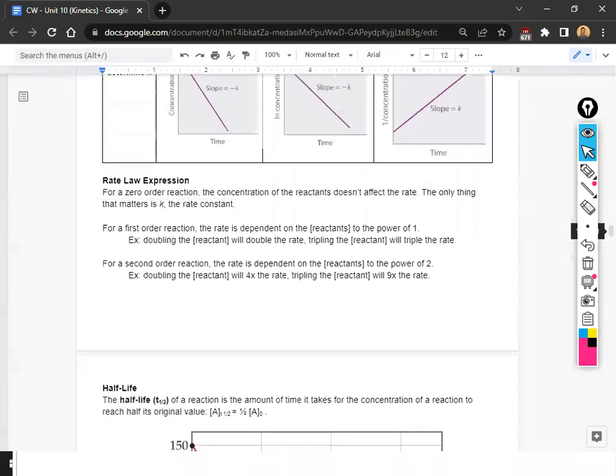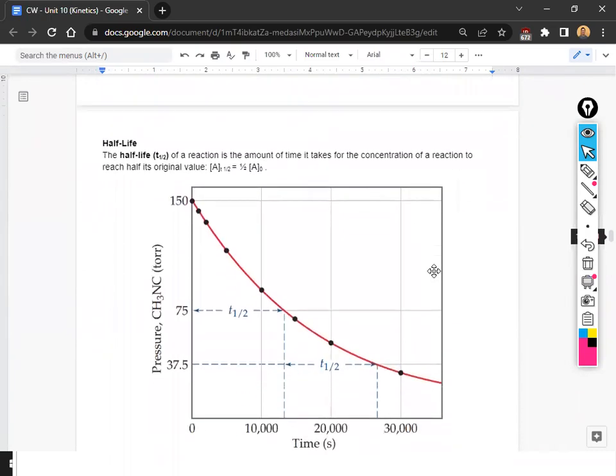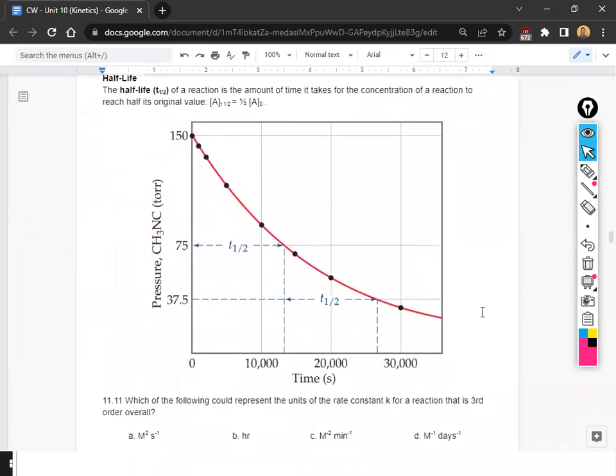Okay, and I got a little summary here if you guys missed any of that or if you want more clarification. All right, last new information. You might have learned about half-life in your bio classes. It's not the video game, but half-life is basically the amount of time it takes for the concentration of a reactant to go down by half.